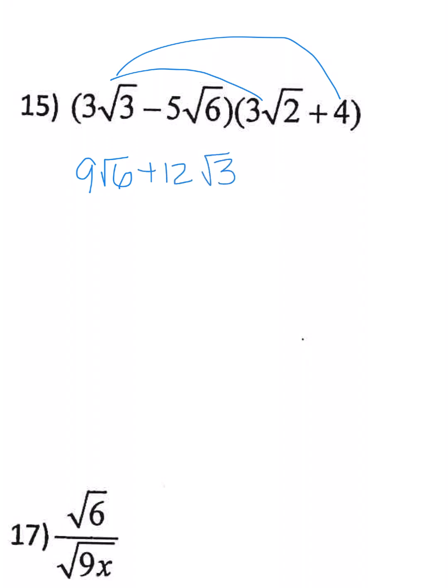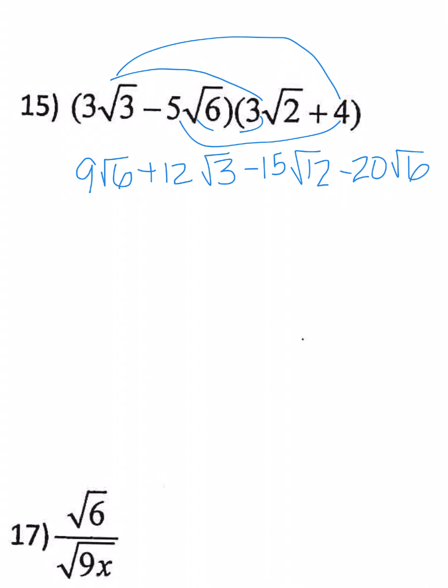And radical 3. Let's do our inside terms now. Let's multiply the outside numbers first. So negative 5 and 3 are going to give me negative 15. And radical 6 times radical 2 is going to give me radical 12. And now let's do our last terms, these two guys. And that's going to give me negative 5 times 4, which is negative 20, radical 6.